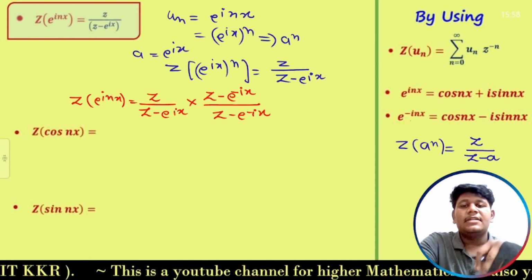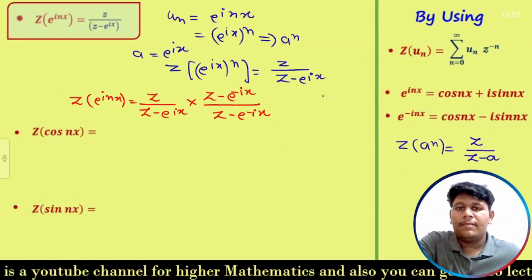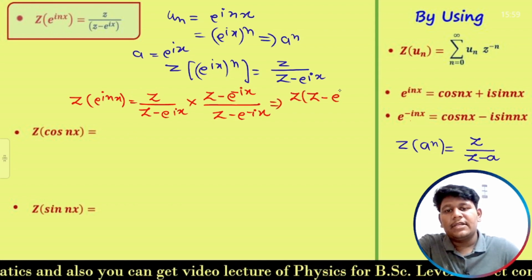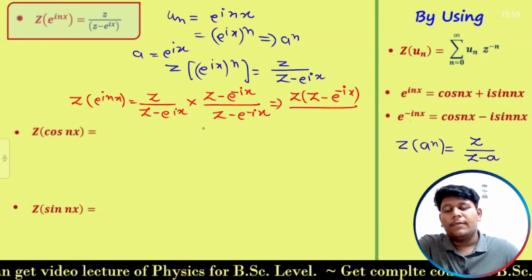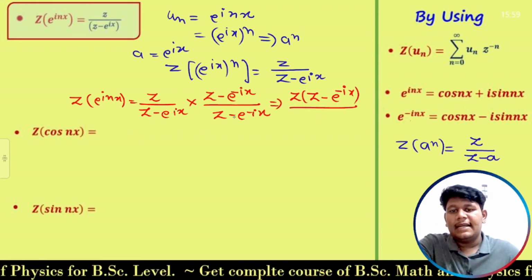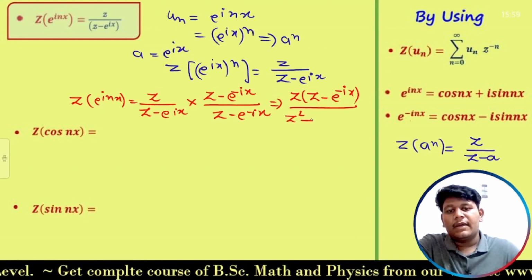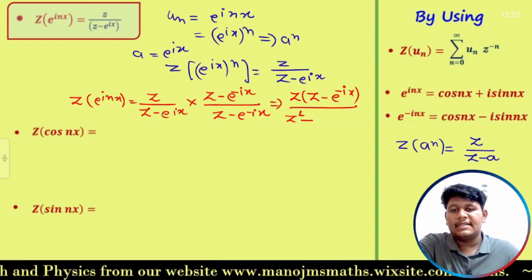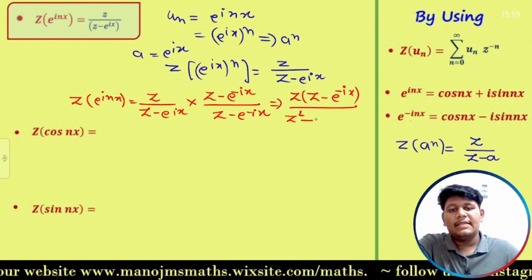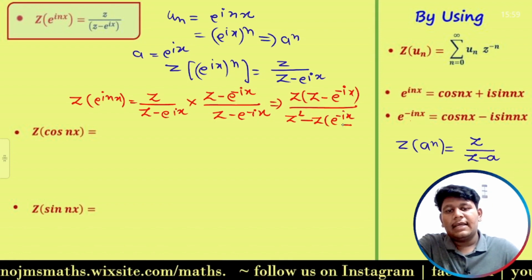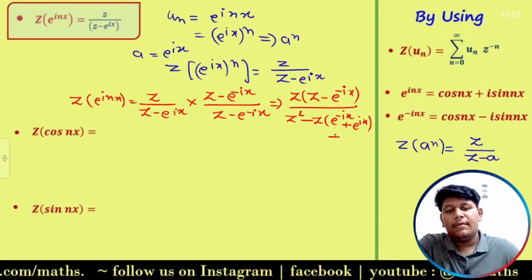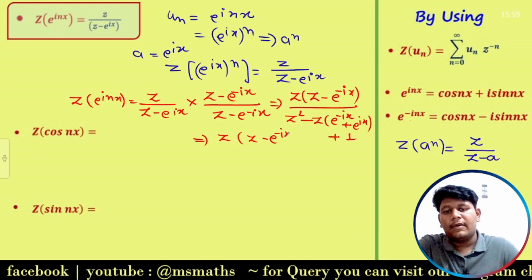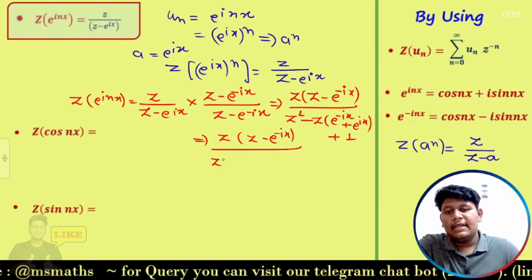So it is z minus e to the power minus iota x upon z minus e to the power minus iota x. Basically it is z into z minus e to the power minus iota x upon, on multiplying this term, z into z, z square minus z e to the power minus iota x minus z e to the power iota x plus 1. So by this we can write z into z minus e to the power minus iota x upon z square minus z.